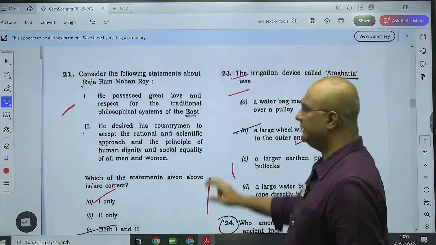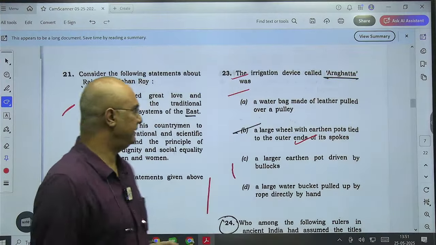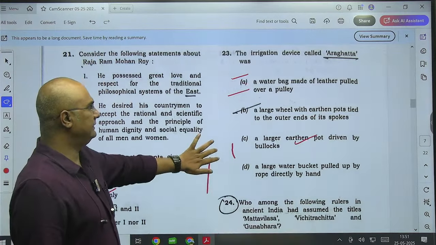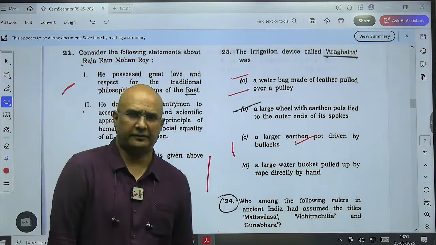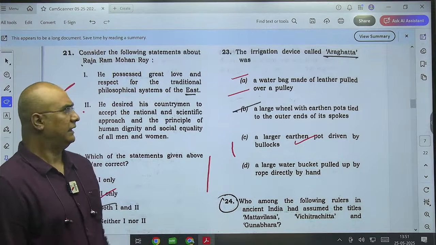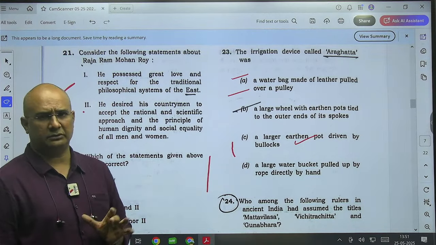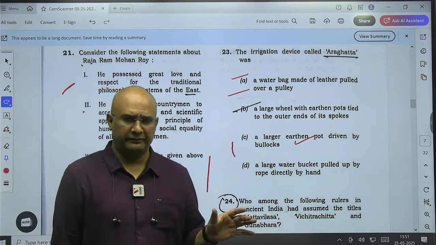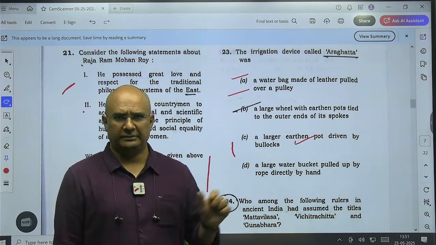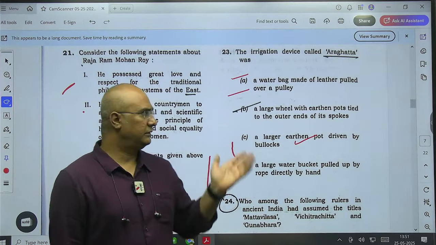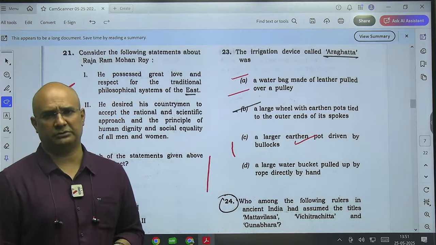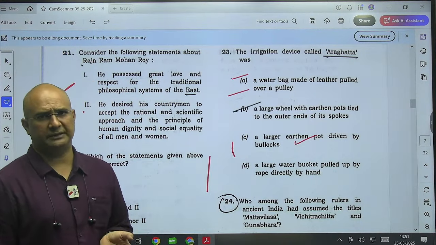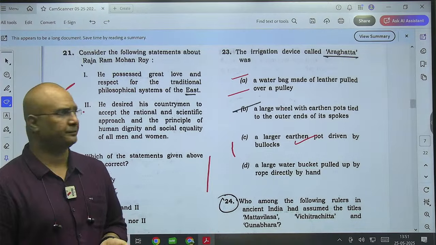Next, 23rd question. The 23rd question is coming from medieval India. Again, this is not from political history, but from economic history of medieval India. Any student who has done all the previous year questions from the preliminary exams of the last few years would have easily understood that it is a repeated question. A direct question that is repeated, and you cannot afford to miss such a thing.